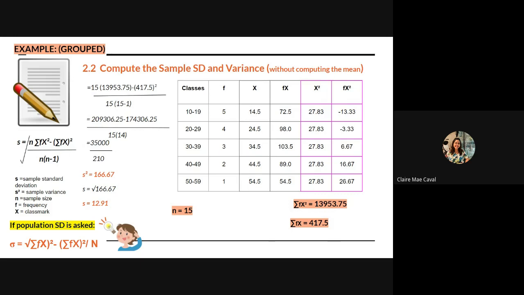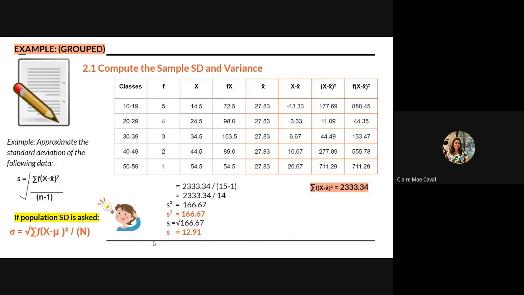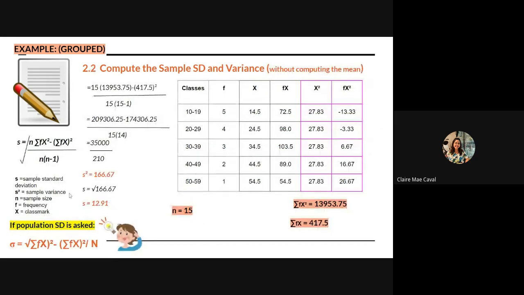Here, we did not compute the mean. See? The answer is the same. If I were you, I would use this one. I don't need to compute the mean, because I can find the standard deviation and variance without computing the mean using this formula. But of course, when you're asked to compute the mean, you have to compute the mean as well. If population SD is asked, use this formula. So this is the formula for population standard deviation and variance.